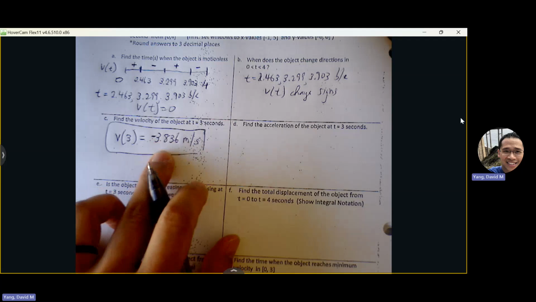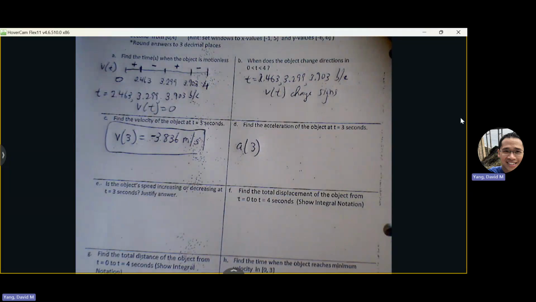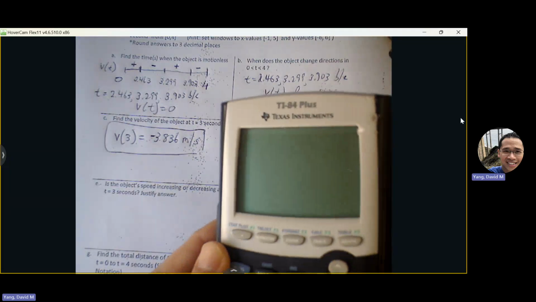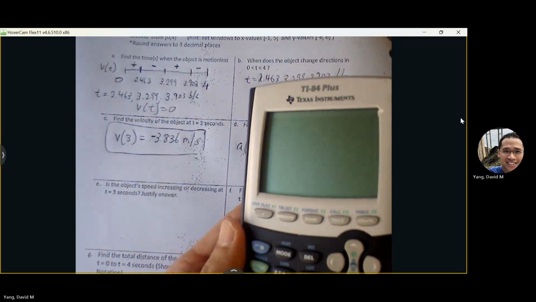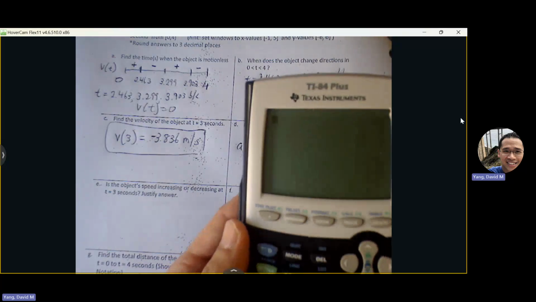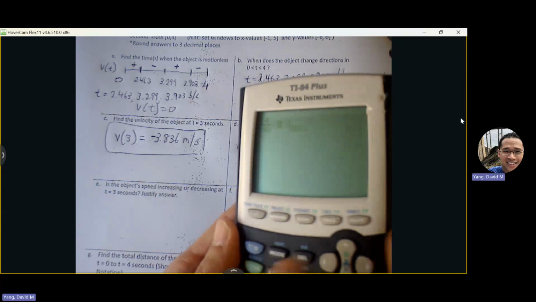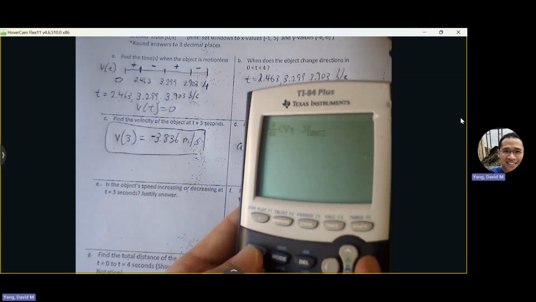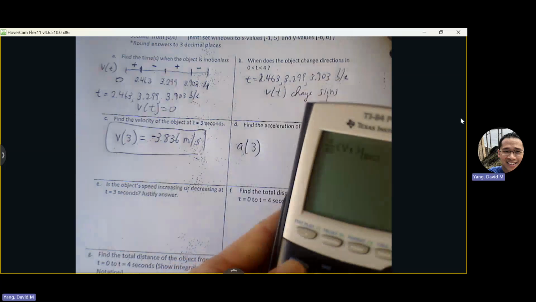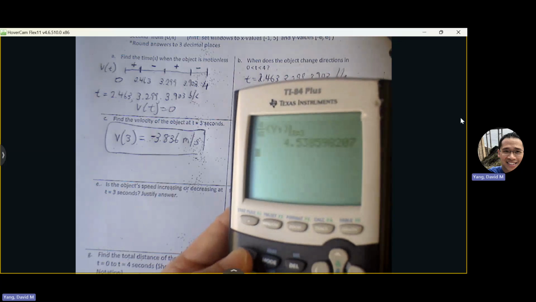Find the acceleration. Acceleration is the what of velocity? Derivative. So we have a derivative feature, right? Math 8, we have that nDeriv feature. We can use that to help us avoid having to work the derivative by hand. Just make the calculator do it for us. So math 8, d over dx, alpha trace. We already have our velocity function stored under y1. Now we just want to make the calculator tell us the derivative at 3.